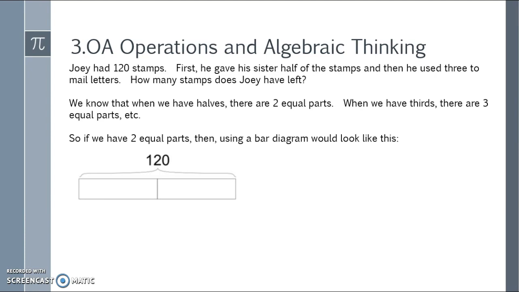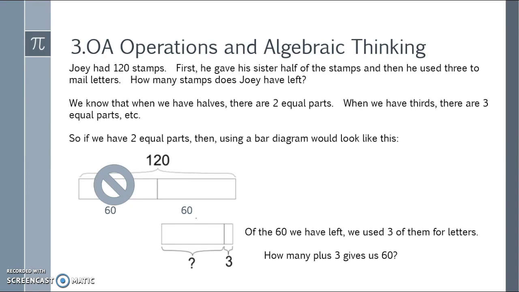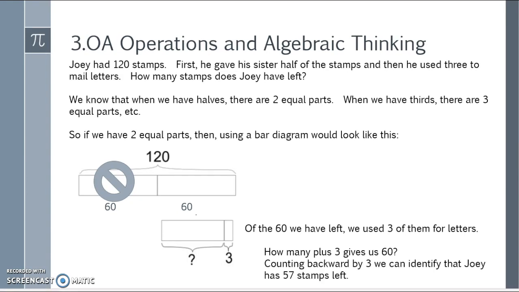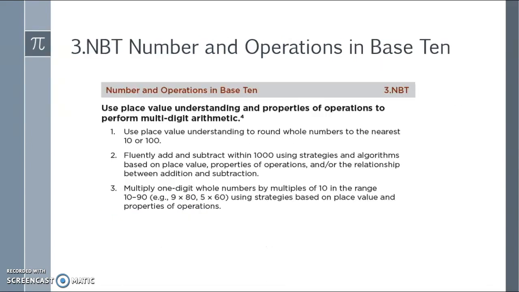So if we have 2 equal parts and using a bar diagram, we have 120 stamps altogether. Then splitting that into 2 equal parts, we'd have 60 on one side and 60 on the other. We know that we give half of our stamps away, so we need to ignore half of them, leaving us with 60 stamps left. Of the 60 we have left, we used 3 of them for letters. So how many plus 3 gives us 60? Counting backwards by 3, we can identify that Joey has 57 stamps left.